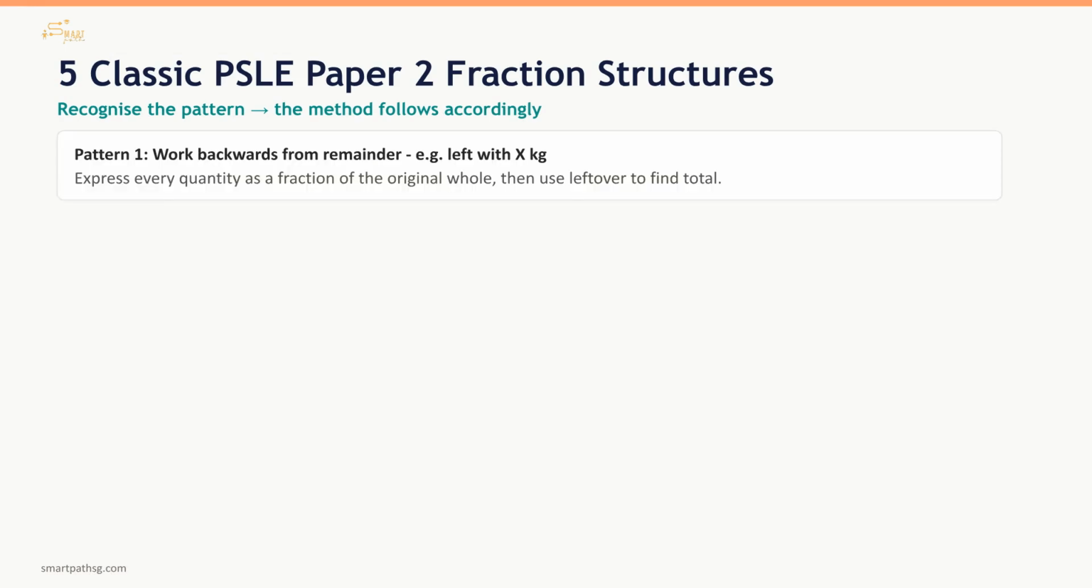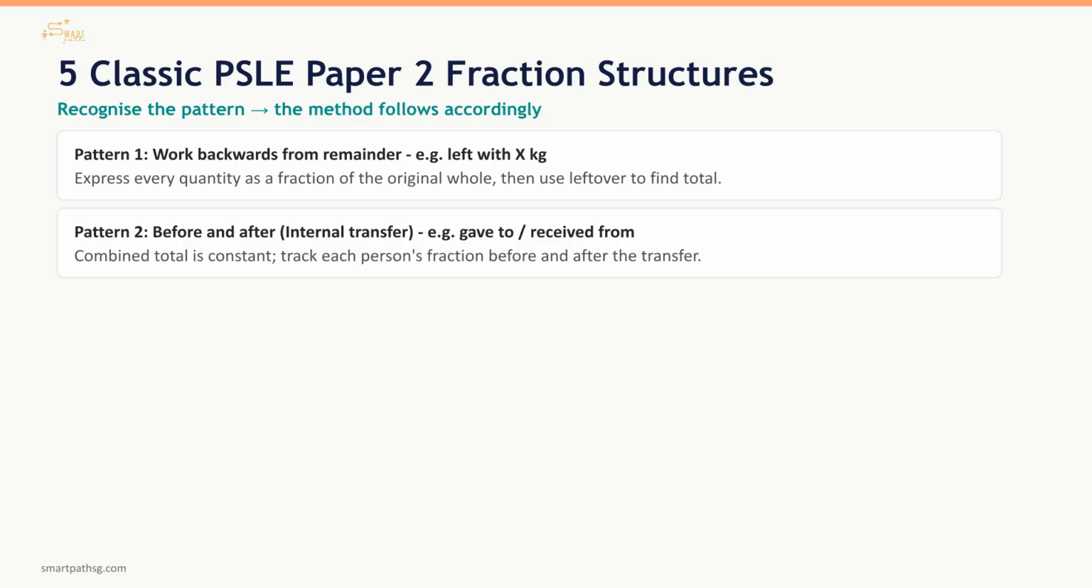Pattern 1. Work backwards from the remainder. Look for the phrases the remainder, or left with X. The method is to express every quantity as a fraction of the original whole, then use the known leftover amount to find the total. Pattern 2. Before and after, internal transfer. Look for actions like gave to or received from. The combined total is constant, so you must track each person's fraction both before and after the transfer.